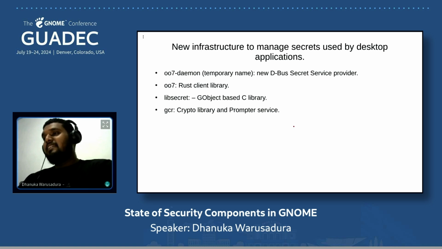So when we complete the O7 daemon implementation, our new infrastructure to manage desktop secrets will be made from O7 daemon. As the new D-Bus secret service provider, O7 will be the Rust client library. libsecret will still be around. We will continue to maintain it because it is based on GObject, and it is the only C library. GCR is the crypto library and the provider of the prompter service.